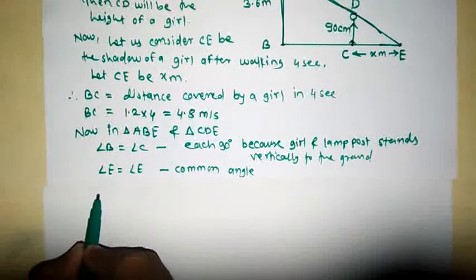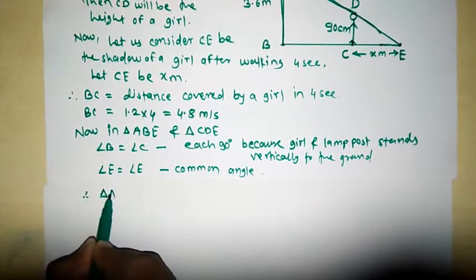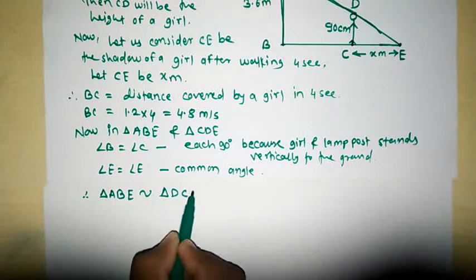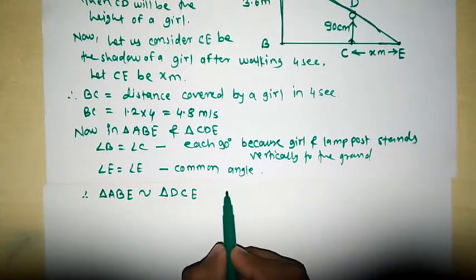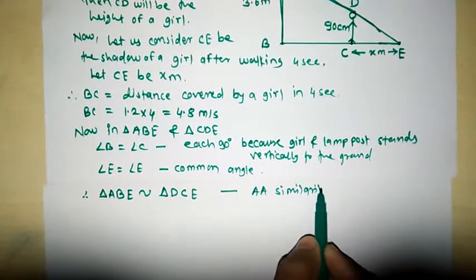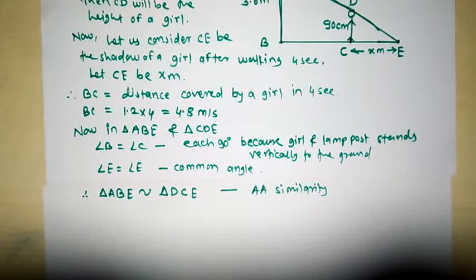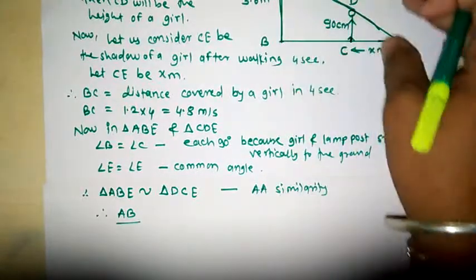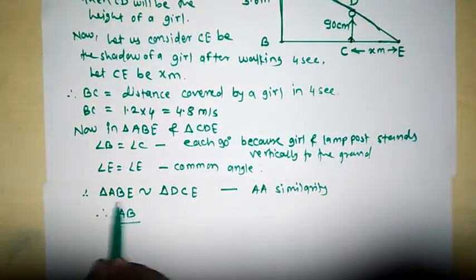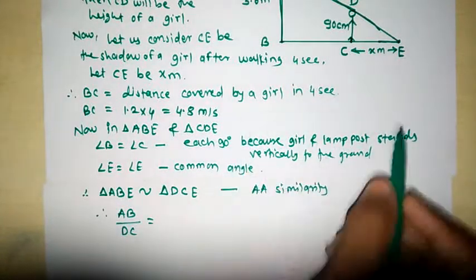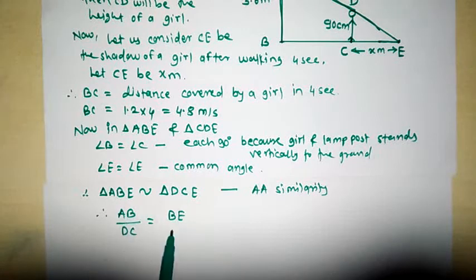Therefore, can we say that triangle ABE is similar to triangle DCE? What is the reason? By AA similarity, we can say that these two triangles are similar. Therefore, we can write AB divided by DC is equal to BE divided by CE. We can take this ratio.